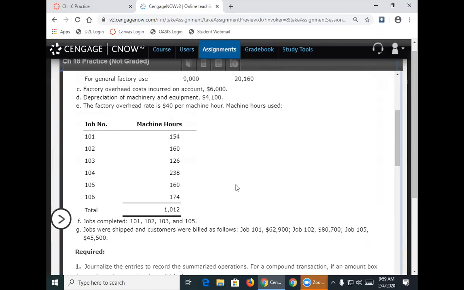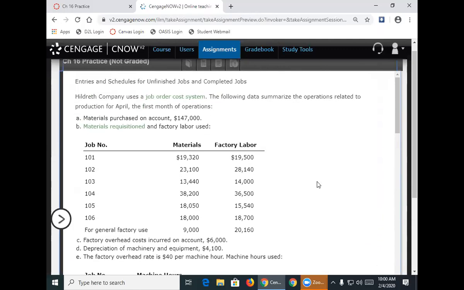Okay. So we're going to keep track or add up all of our different job costs. I have to start up here on my materials and labor. So I'm literally just putting costs to the job. So materials for 101, 19,320. Direct materials, direct labor, overhead. And then labor was 19,500.